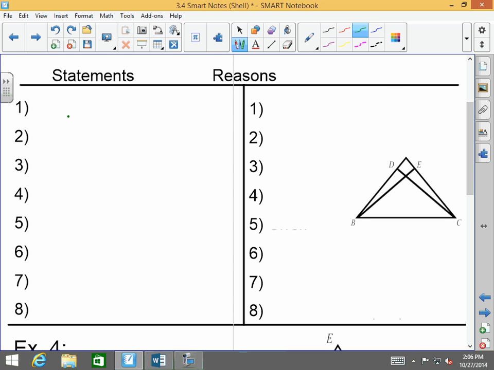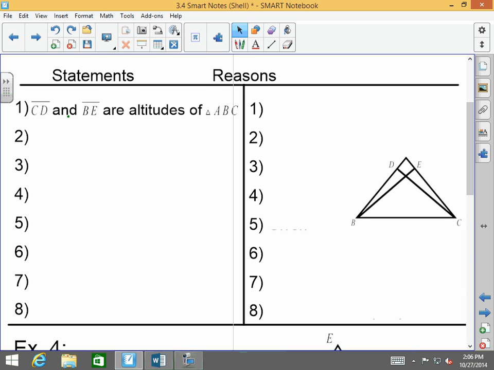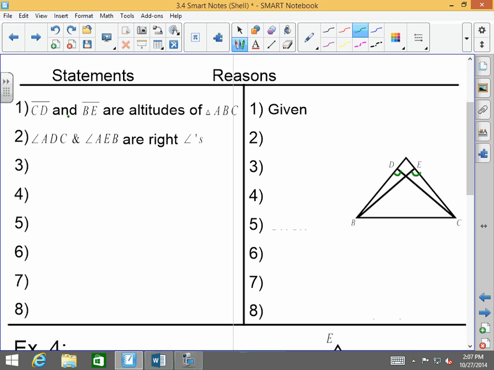Of course, number 1, CD and BE are altitudes of ABC. So if CD and BE are altitudes of ABC, if you remember what an altitude does, it creates 90s, right? So we're going to have to express that. We're going to have to now say that... And where did my A go? Sorry. I lost my A when I was cloning it. My A is up here. Okay?